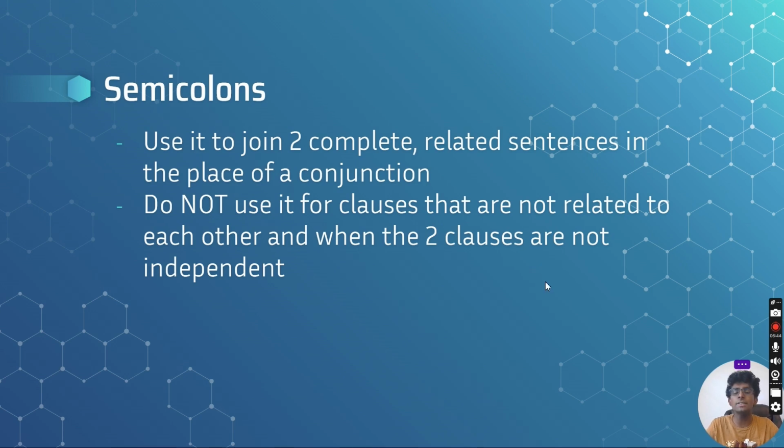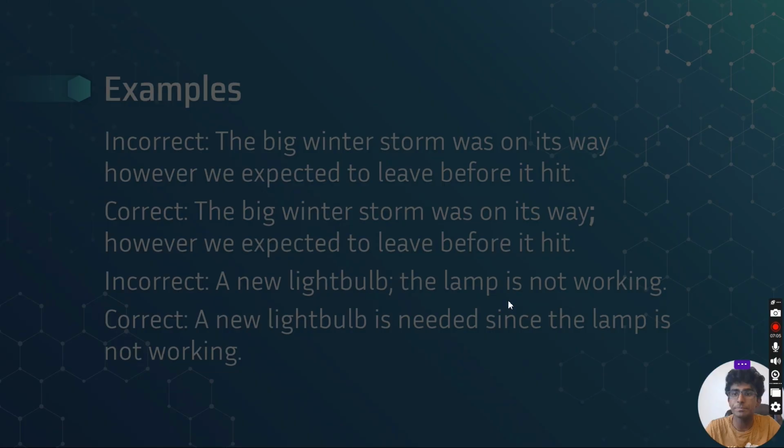All right, so now semicolons. You can use them to join two complete related sentences in the place of a conjunction. The related part is important, and in place of a conjunction is important, because you don't want to use it for clauses that aren't connected to each other in a way, or when the two clauses are not independent. For a dependent clause and an independent clause connecting those two, you still need a comma instead of a semicolon.